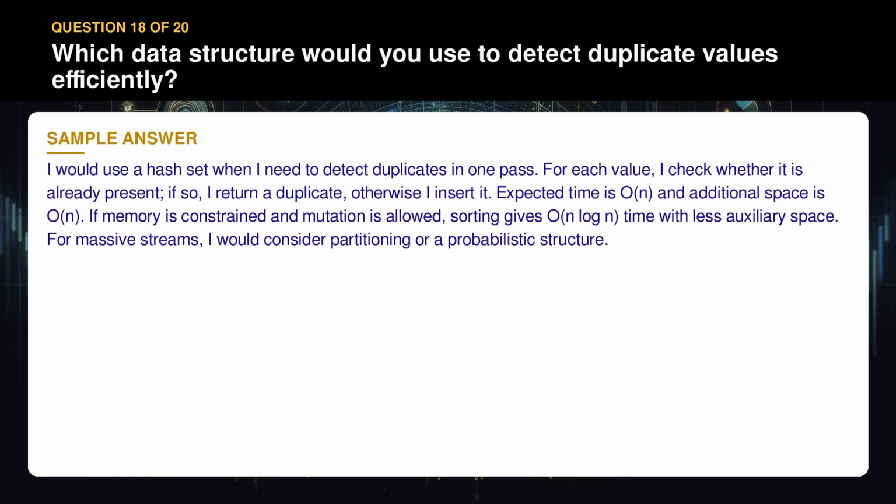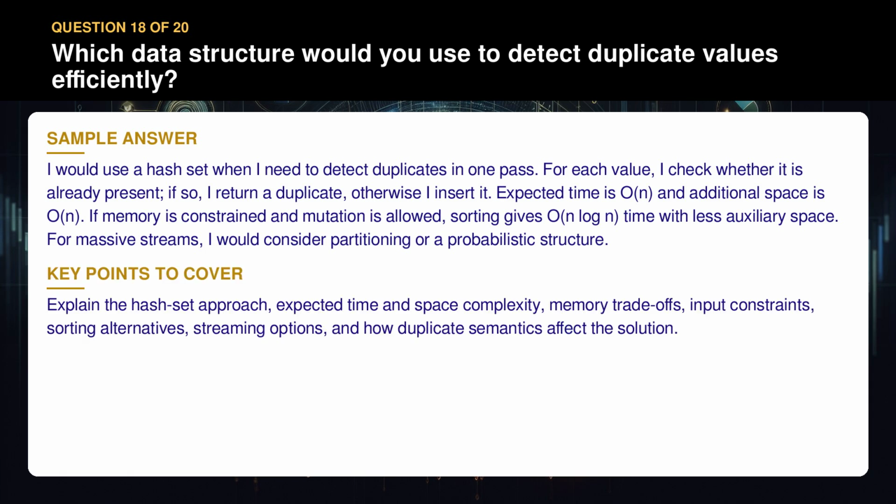If memory is constrained and mutation is allowed, sorting gives O(n log n) time with less auxiliary space. For massive streams, I would consider partitioning or a probabilistic structure. Explain the hash set approach, expected time and space complexity, memory trade-offs, input constraints, sorting alternatives, streaming options, and how duplicate semantics affect the solution.